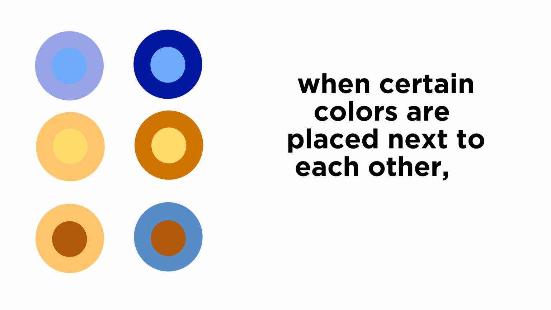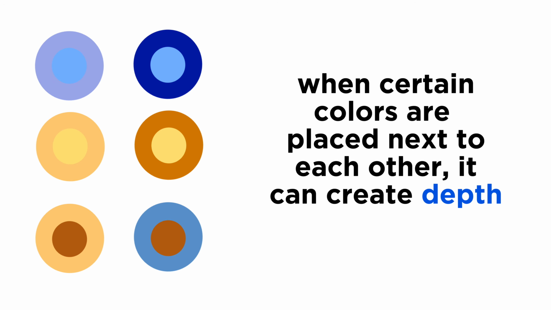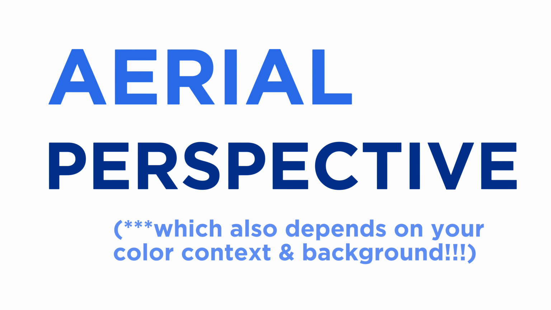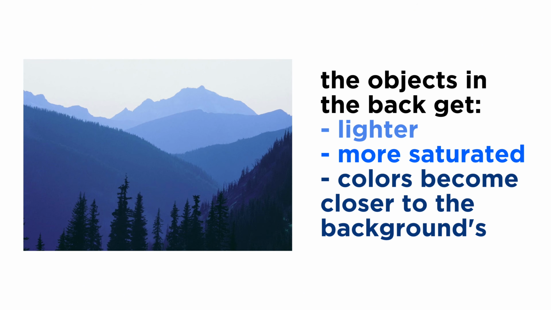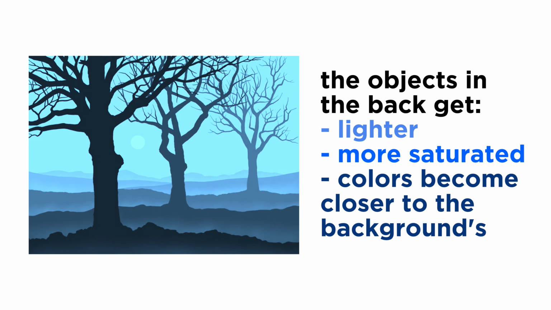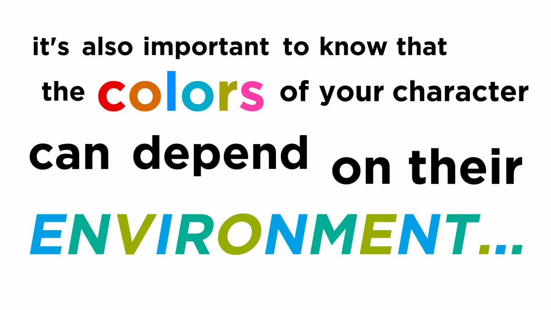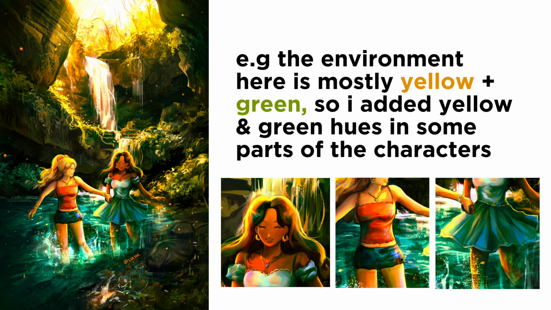When certain colors are placed next to each other, it can create an illusion of depth. To make your pieces even more atmospheric, you can also make use of aerial perspective, which also depends on your color context and background. Essentially, the objects in the back get lighter, more saturated, and their colors become closer to the background. It's also important to know that the colors of your character can depend on their environment, so you should give your characters a similar hue to the environment to immerse them even further.